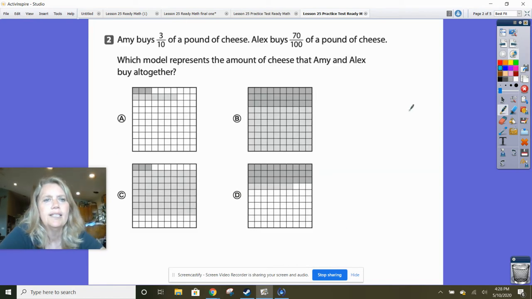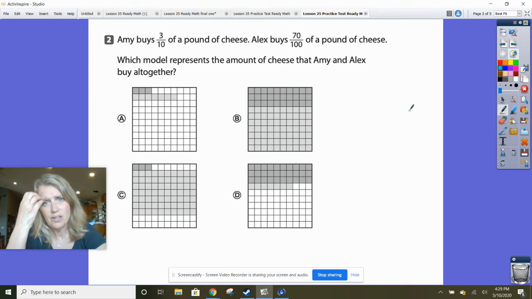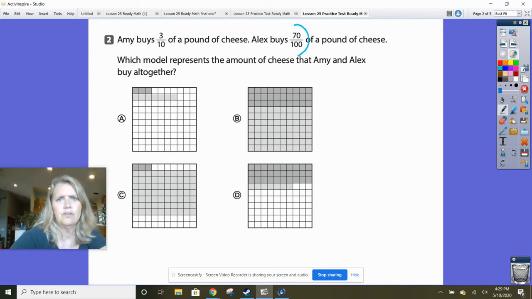Amy buys 3 tenths of a pound of cheese. Alex buys 71 hundredths of a pound of cheese. Which model represents the amount of cheese that Amy and Alex buy all together? So Amy is 3 tenths, Alex is 71 hundredths. Which model? So we're looking for a model of all together. So if I'm looking for a model of all together, I might as well just solve it.